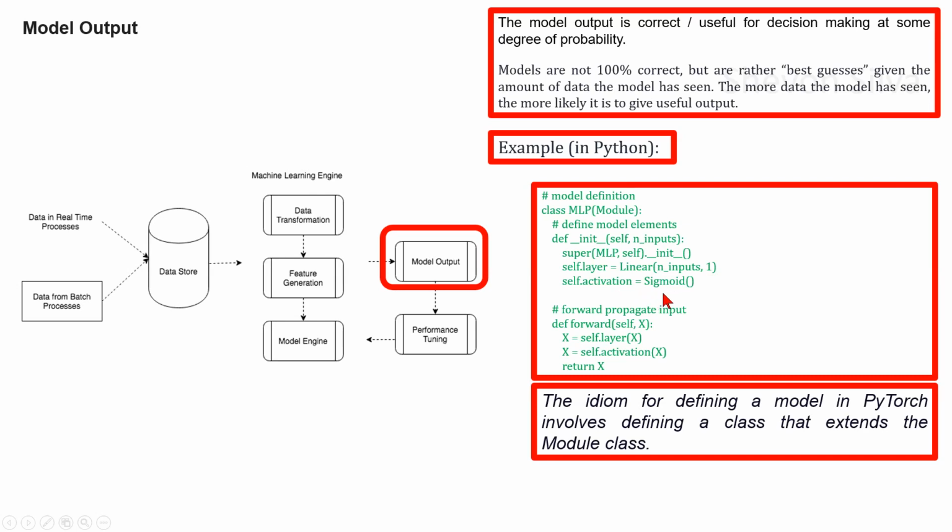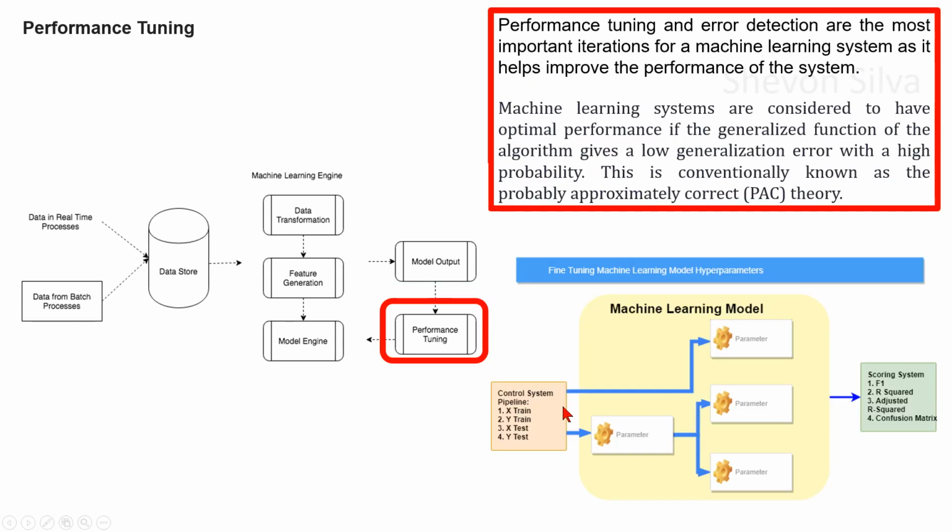Activation functions can also be defined as layers such as ReLU, softmax, and sigmoid. The weights of a given layer can also be initialized after the layer is defined in the constructor. Now we are focusing on performance tuning.